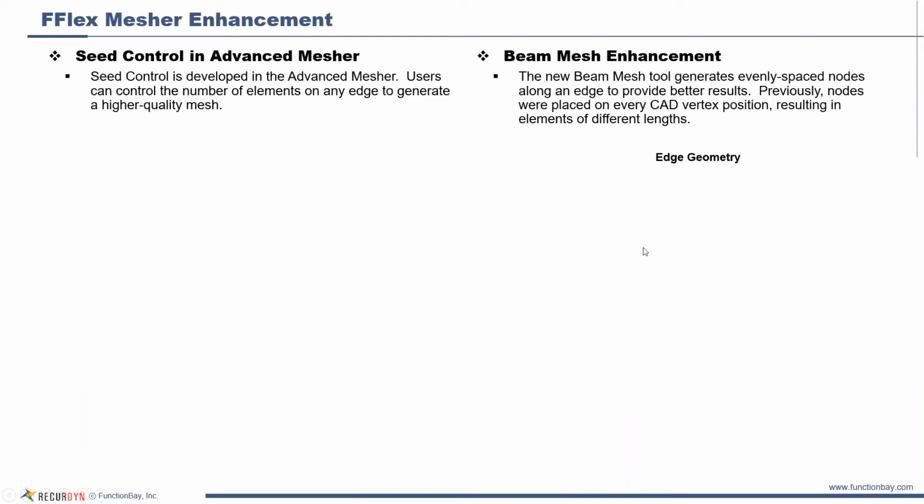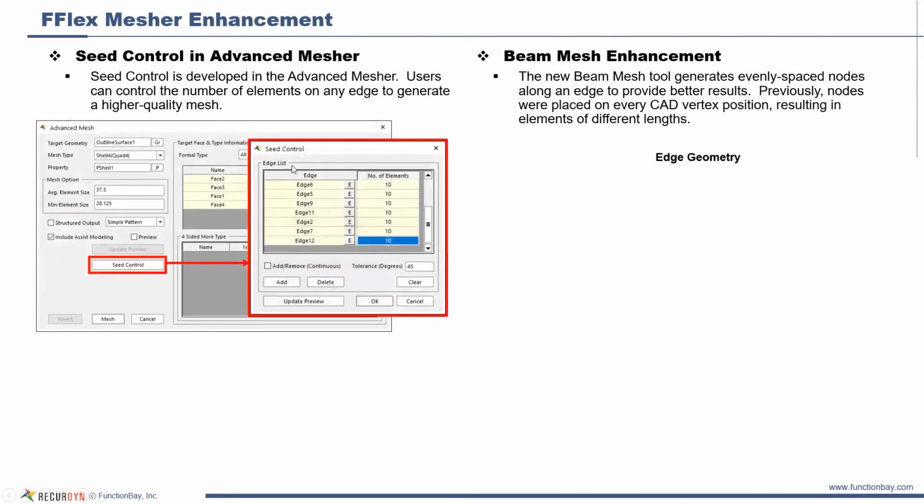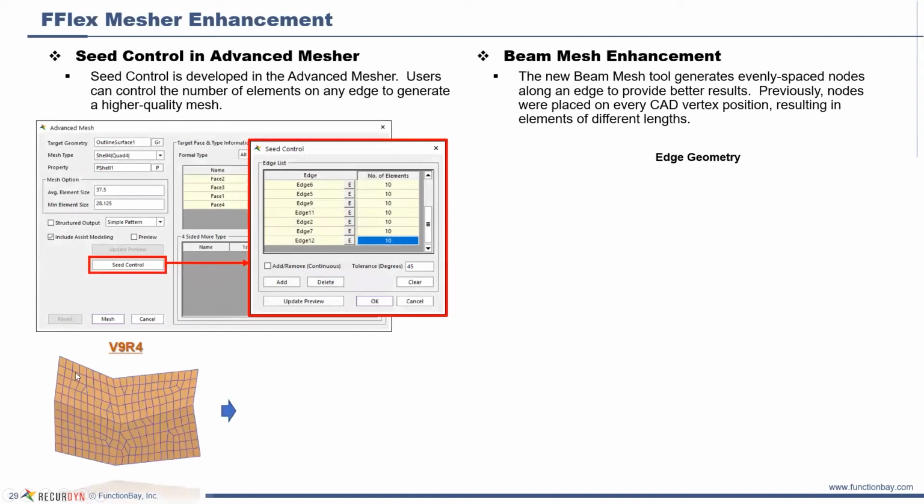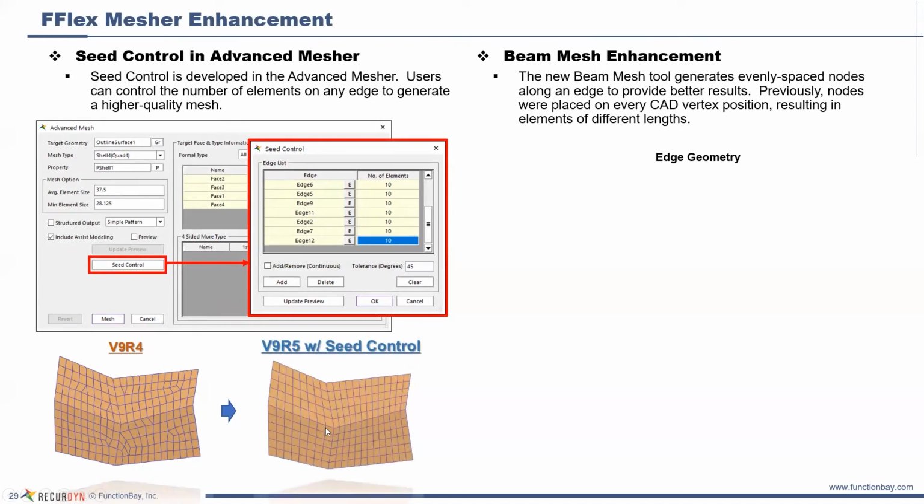There have also been some enhancements to the RFlex mesher. In the advanced mesher, there is something called seed control. This is where you can define the number of elements that you want to have on particular edges. This would be the initial mesh before you use seed control, and after you use seed control, you can specify the number of elements on all the edges to obtain a more consistent mesh.